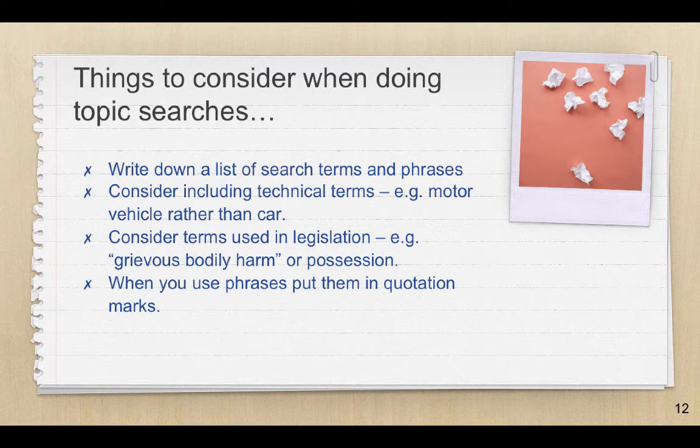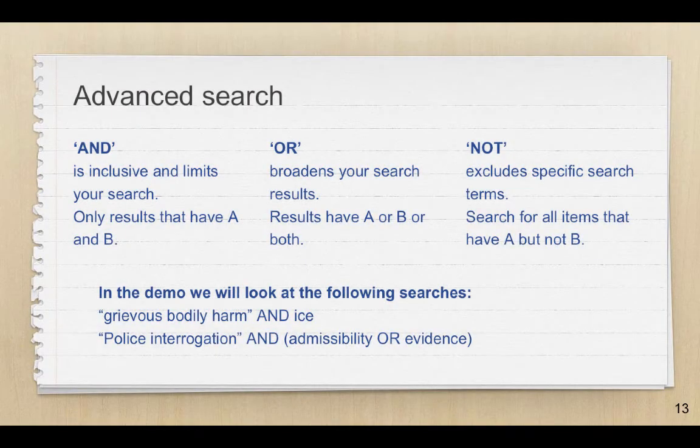And if you're using a phrase, then you want to put it in quotation marks. That will avoid the database searching for the individual words, but will search for the entire phrase. So now that I've got my different terms and phrases ready to go, I might want to think about putting them together. So then I can do a Boolean search. So there's three main ways to do a Boolean search.